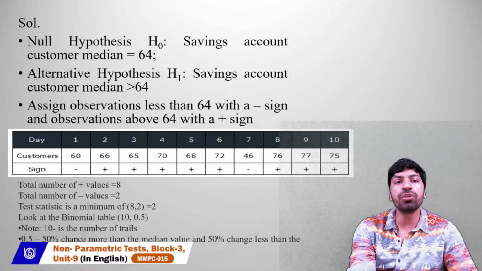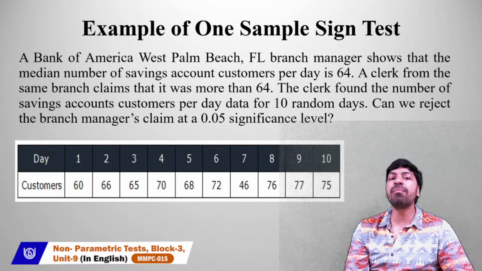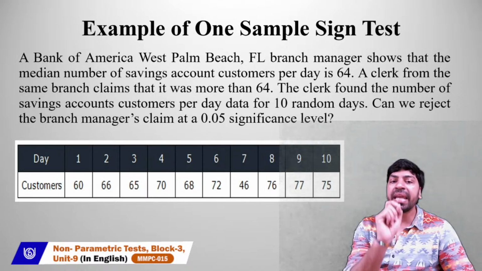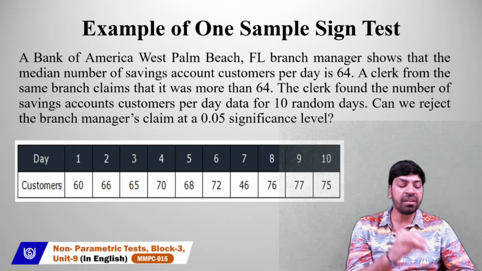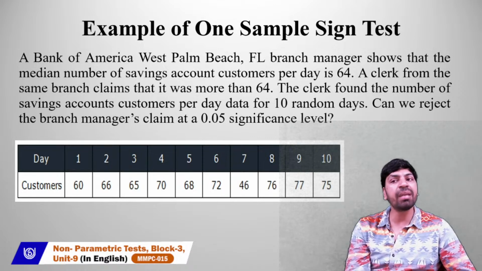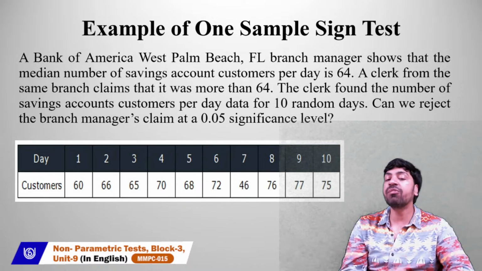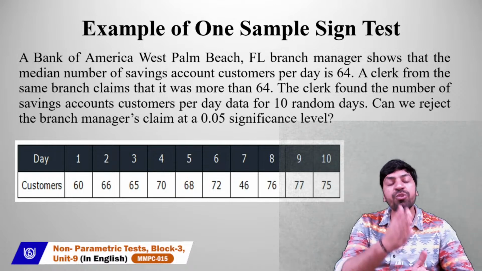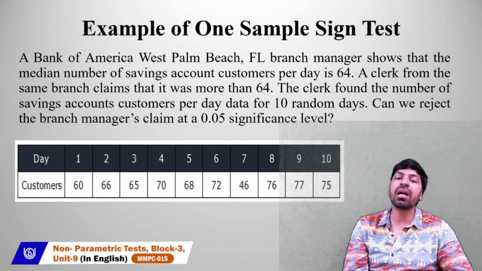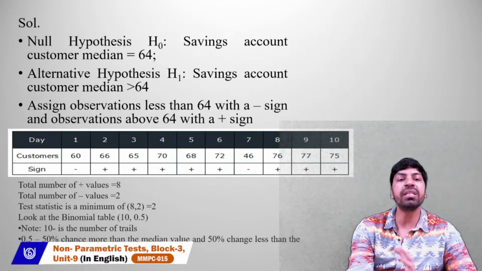If you look at the question, it is mentioned that the median number of saving account customers per day is 64, and the clerk claims that it's more than 64. So we need to prove whether we accept the branch manager's claim or reject it. So we reject this claim. That means there is no strong or significant evidence which reveals that the saving account customers per day is more than 64. So this is how we solve the question.